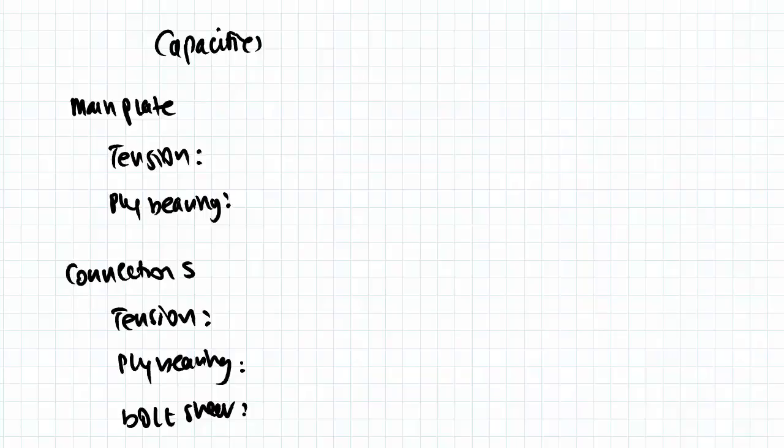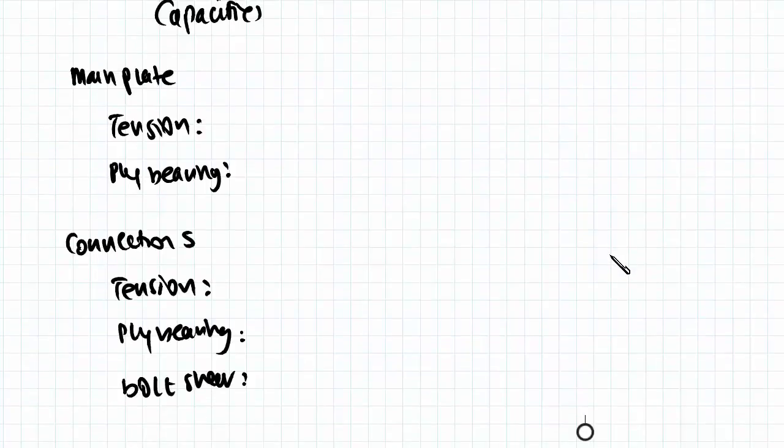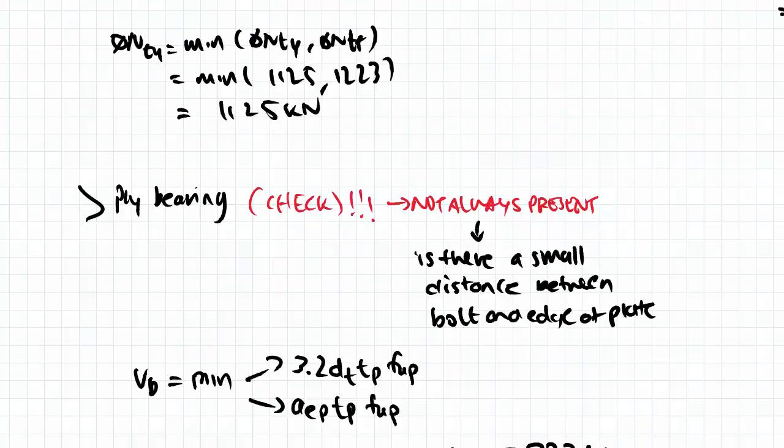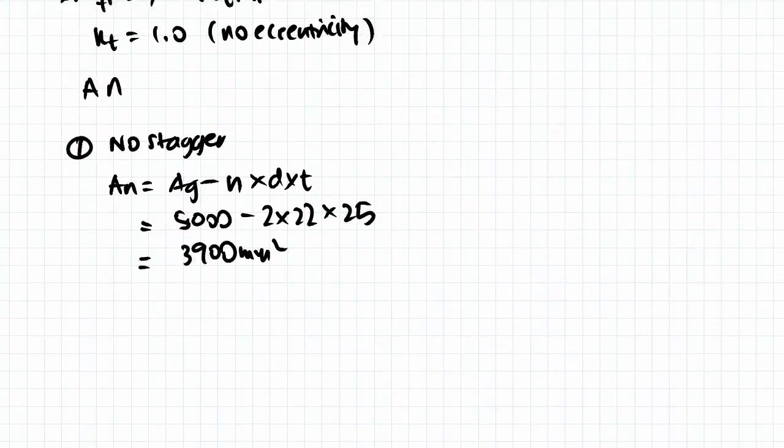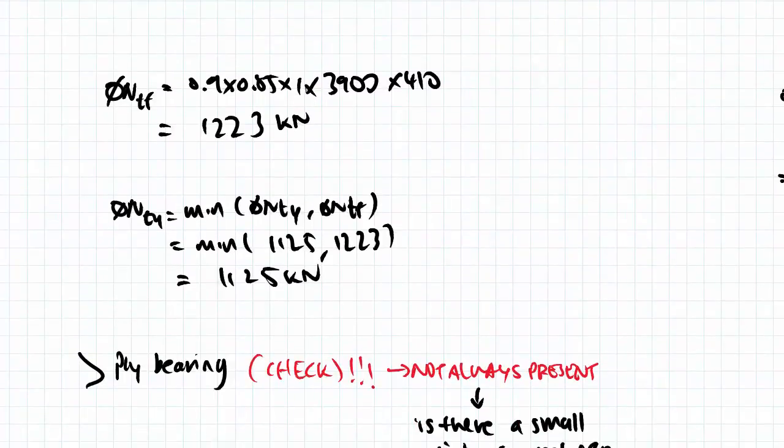Alright, so now that we've looked at all the failure modes of the connection as well as the main plate itself, we can now compare all the capacity of each failure mode in order to determine which one is the most critical or lowest. Alright, so now looking at the main plate first, when we looked at it in tension, the capacity was found to be 1,125 kilonewtons, and that should be for yield.